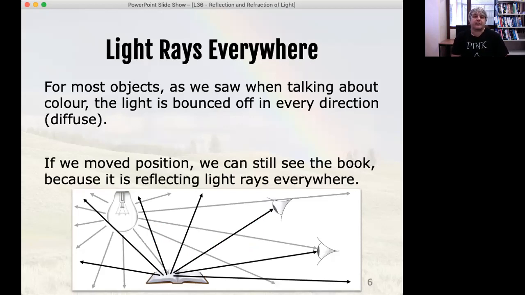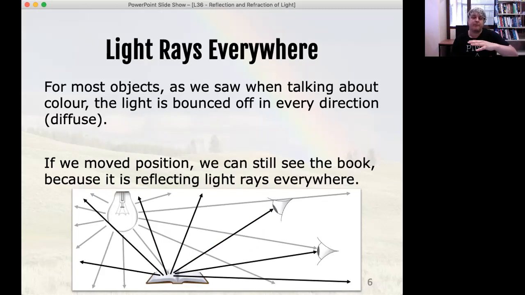When we talked about the book last time, we talked about the book appearing white because it reflects all the photons. Now what we're talking about is the idea that it reflects the photons in every direction. It does that diffuse reflection. So if we moved around the room, we can still see that book because there are still some photons that have been bounced off that book. So the photons all originally came from the light bulb, assuming we're in a closed room and that's the only light source. The photons all came off that light bulb.